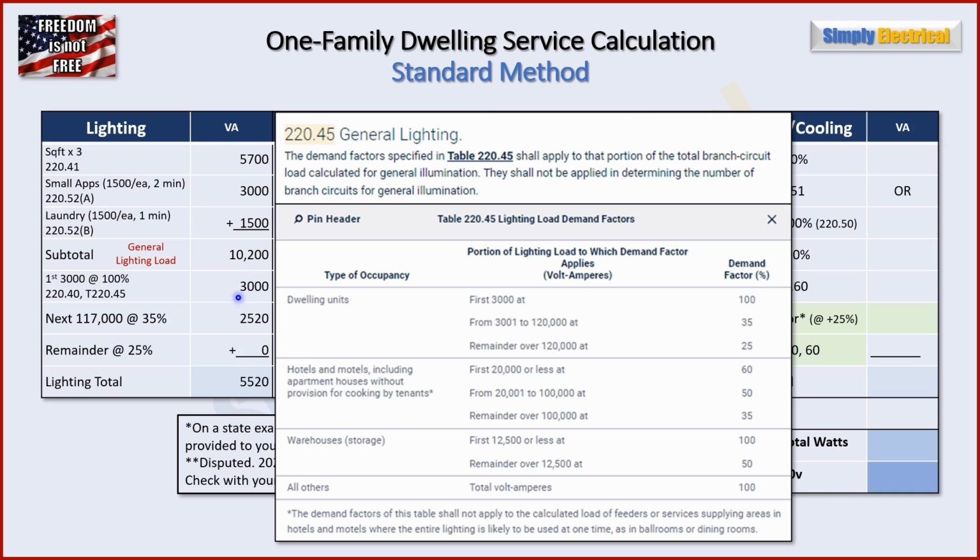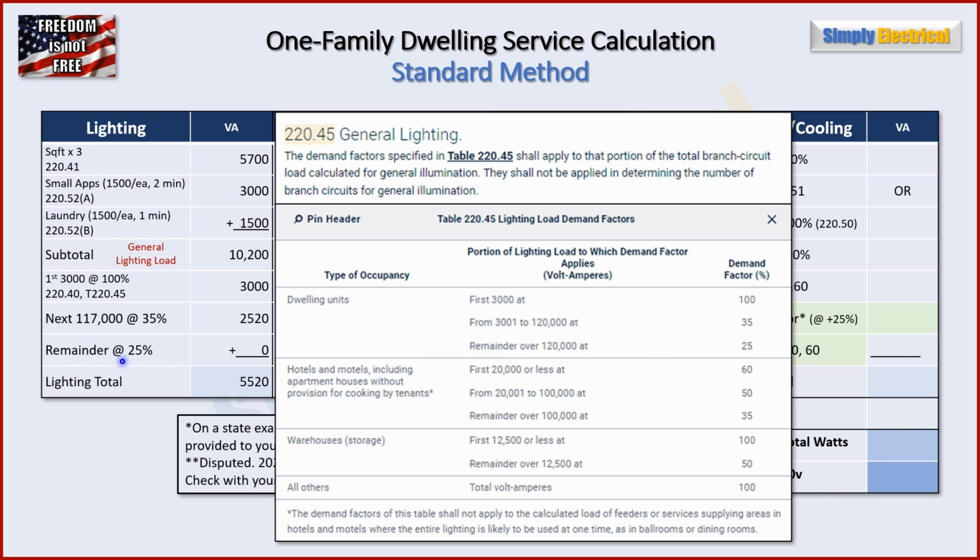So what do we do with the 7,200? Well, from 3,001 to 120,000 VA, we take it at 35%. So the next 117,000 VA, we take it at 35%. Well, we only have 7,200, so we have to take that at 35%. And that gives us 2,520 VA. If we had more than that, we would take anything beyond 120,000 VA at 25%.